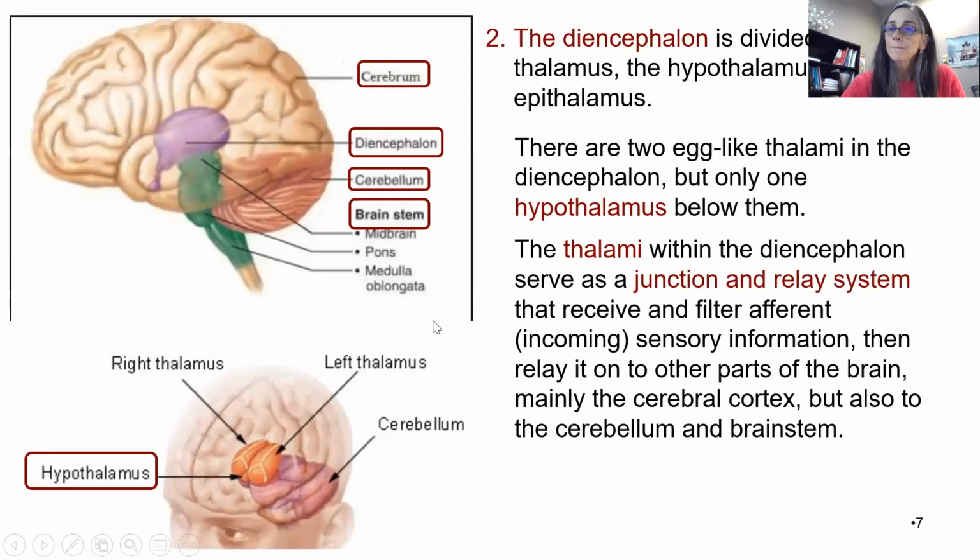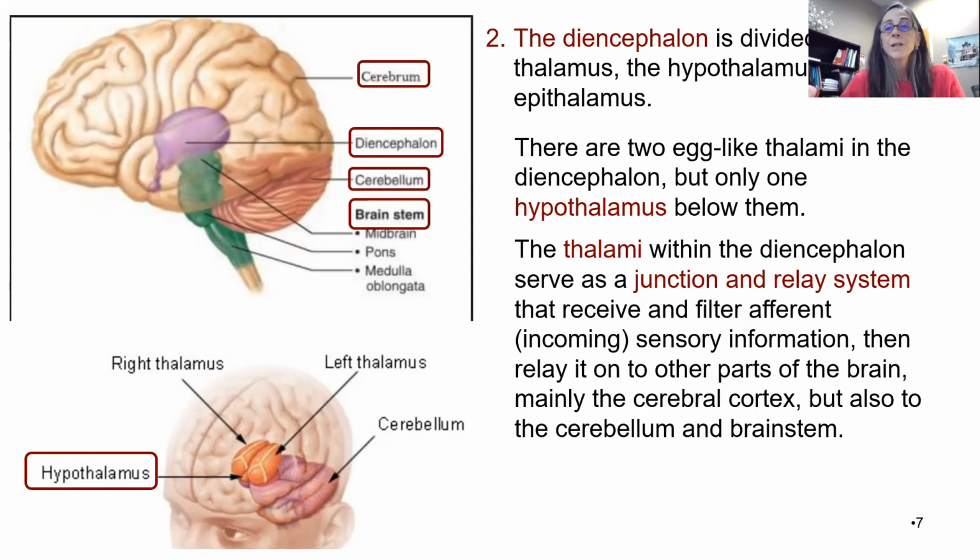Let me just review function. The diencephalon, as I said, has 2 egg shapes, the thalamus, right and left. Together the thalami basically serve as a junction and relay station. So what's a relay station? Well, where information is exchanged. Really it's not so much being exchanged as being properly relayed to the right part of the brain.